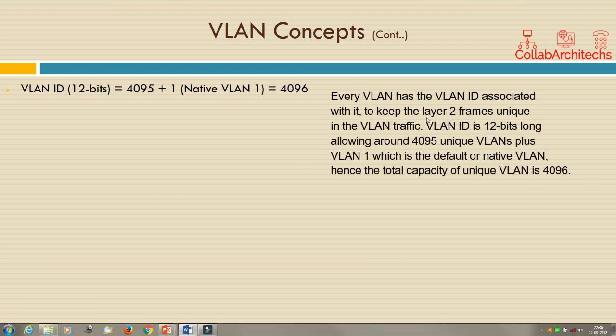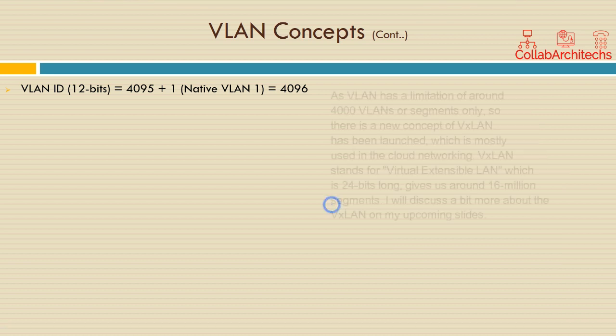VLAN ID. Every VLAN has a VLAN ID associated with it to keep the layer 2 frames unique in the VLAN traffic. VLAN ID is 12 bits long, allowing around 4095 unique VLANs plus VLAN 0, which is the default or native VLAN. Hence, the total capacity of unique VLANs is 4096.